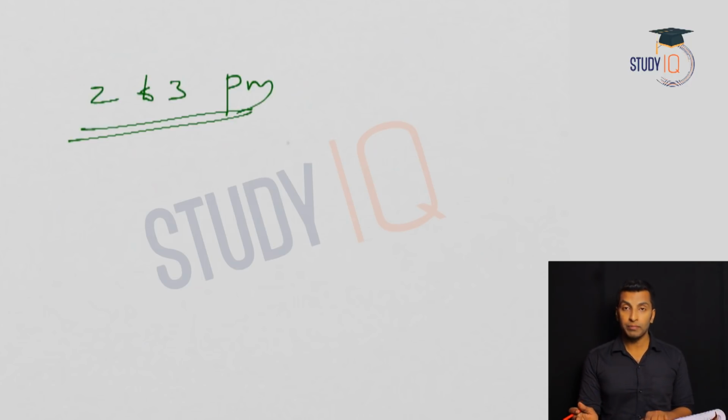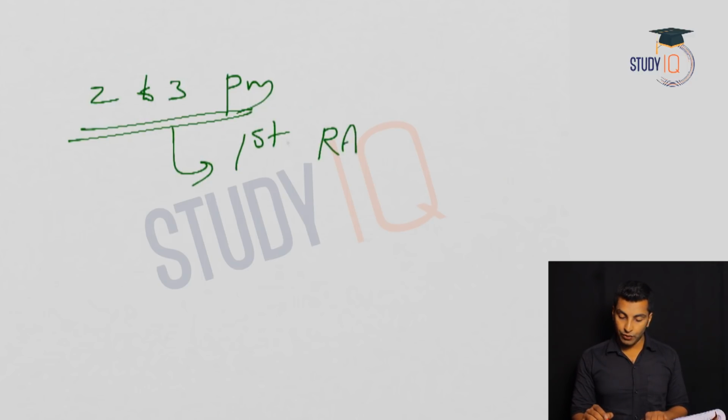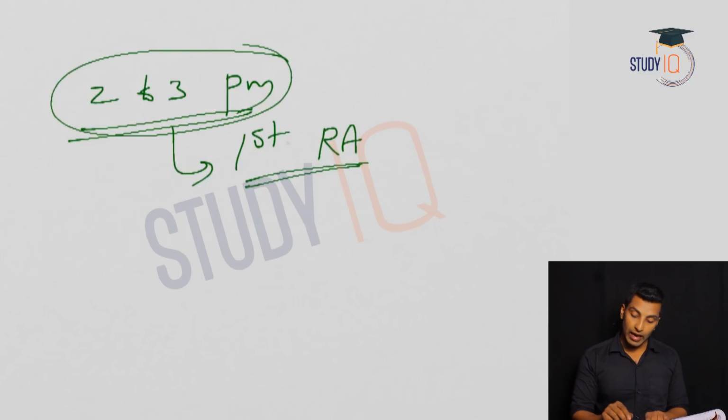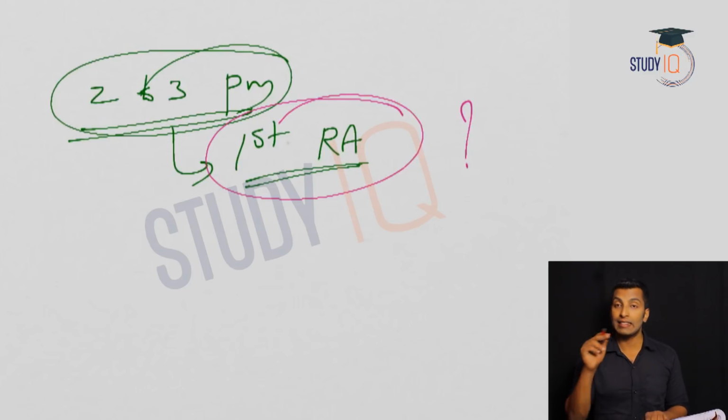Now let me give you a question based on this right angle. See, the question is, at what time between 2 to 3 p.m. is the first right angle formed? If I ask you about the second right angle between 2 to 3, it is easy, 3 o'clock, which we have already discussed. And 3 to 4, the first right angle, is also easy, 3 o'clock. But here between 2 to 3, I am asking about the first right angle. Exactly at what time will it be formed? How will you solve this?